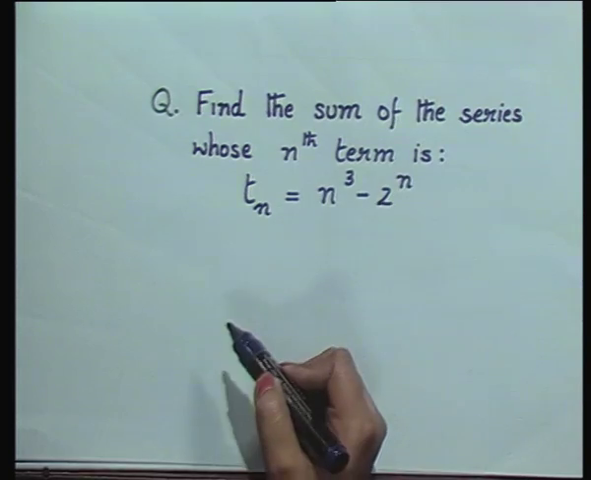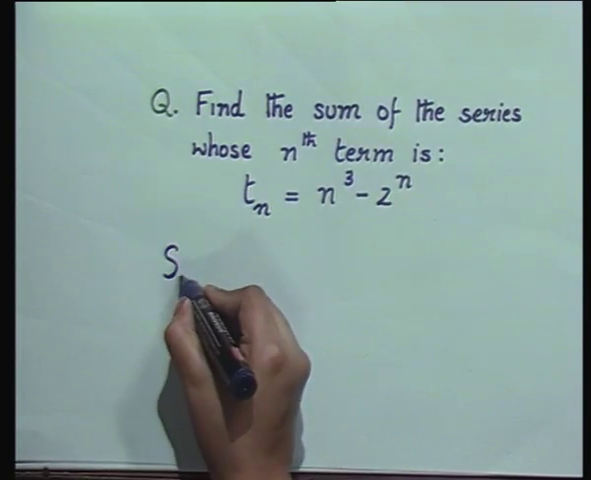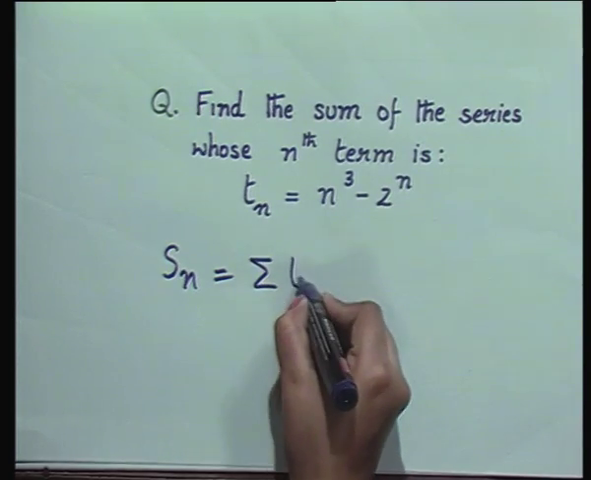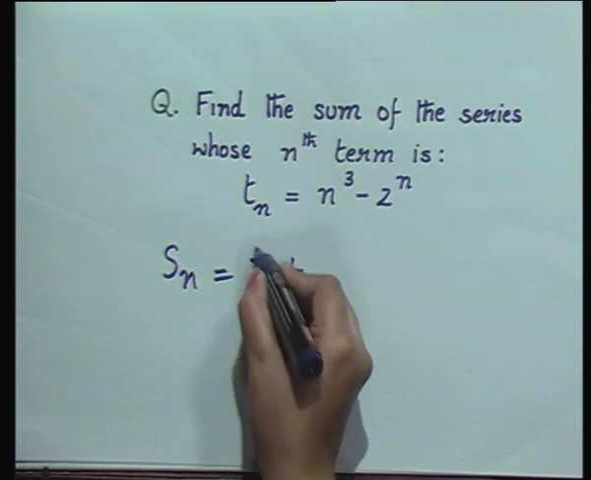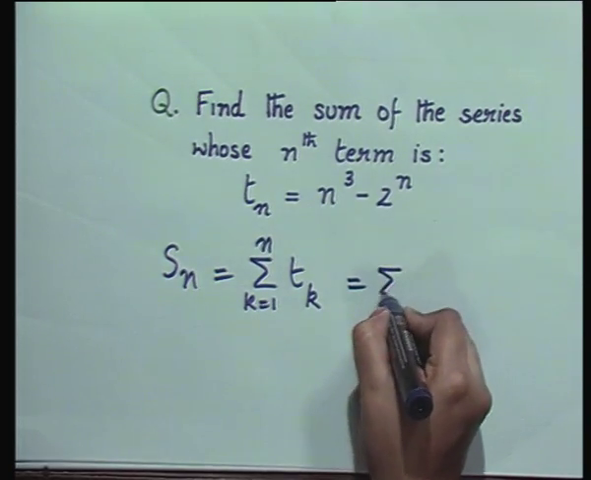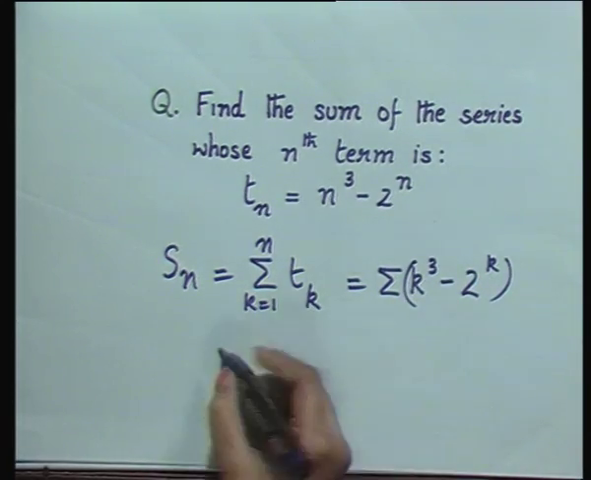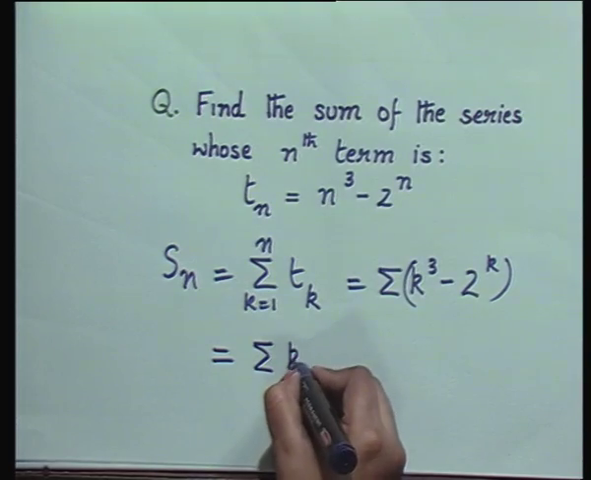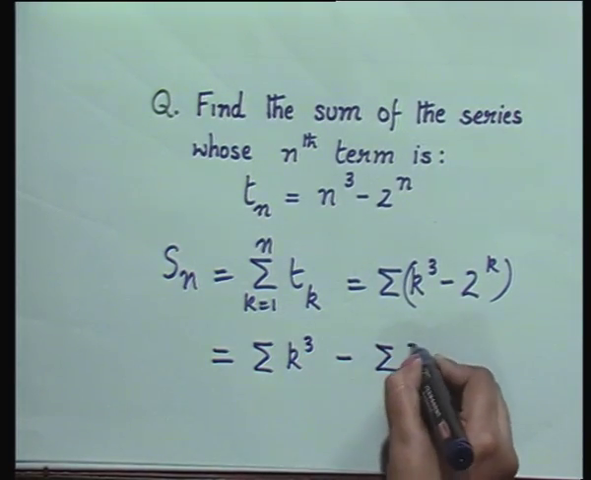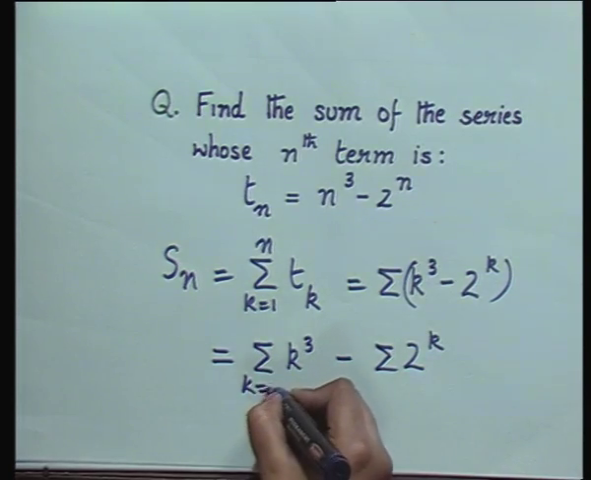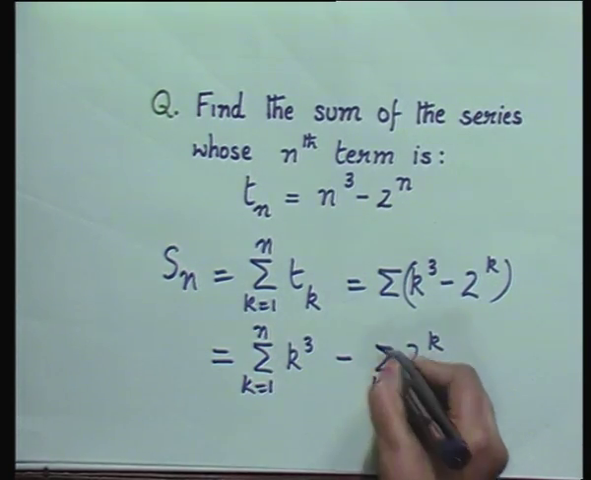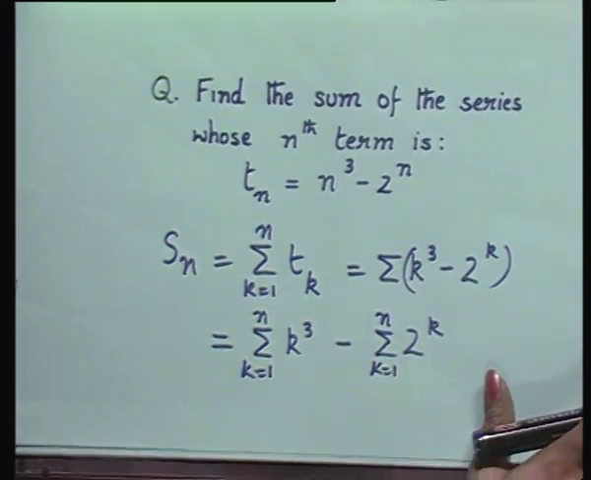We are asked to find the sum of n terms of a particular series whose nth term is given as n cube minus 2 to the power n. So, if we go back to the idea that Sn is sigma Tk, k varies from 1 to n, it will be the same as sigma of k cube minus 2 to the power k, and that will be the same as sigma of k cube minus sigma of 2 to the power k, k varies from 1 to n in both summations. Can you tell me the value of the first term here?